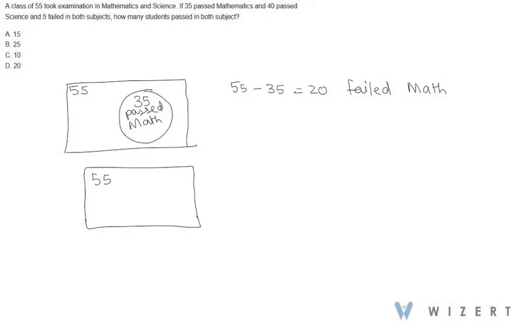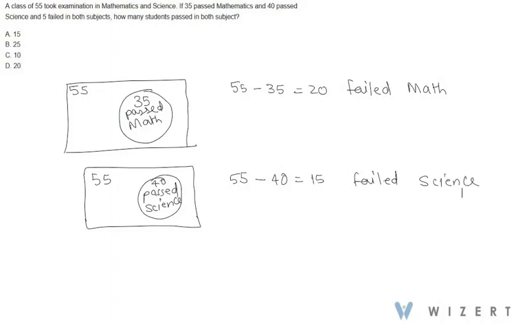Out of them, 40 passed science. And this must mean that 55 minus 40 equal to 15 failed science. Now about failing students, 5 students have failed both subjects.